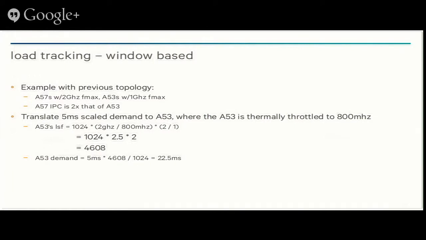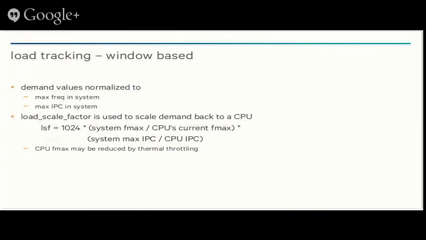Can you just come back to the previous slide, on the way you are computing the value? You speak about the CPU's current frequency max. When you are tracking the load with your non-idle windows, do you take into account frequency scaling in the middle of these windows, and how do you take that into account?